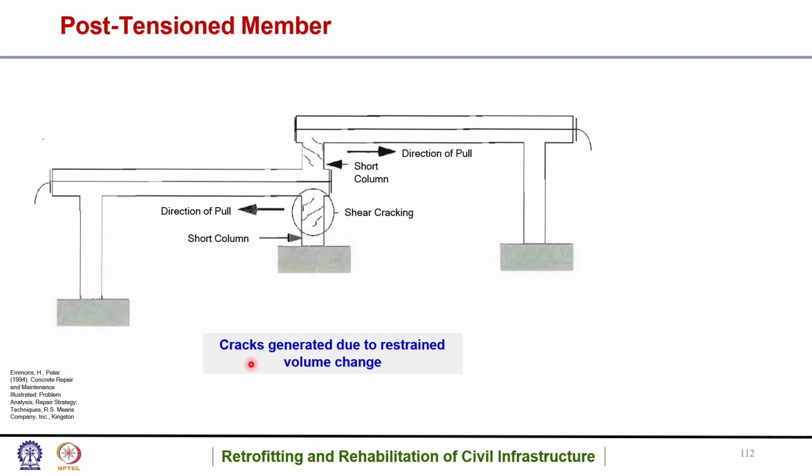And then if we see here, the cracks are generated due to restrained volume change. If we pull this beam from this side and this beam from this side, and a short column is connected here and also here, because of the restraint, the volume change is not allowed to occur, so again shear cracks develop here.